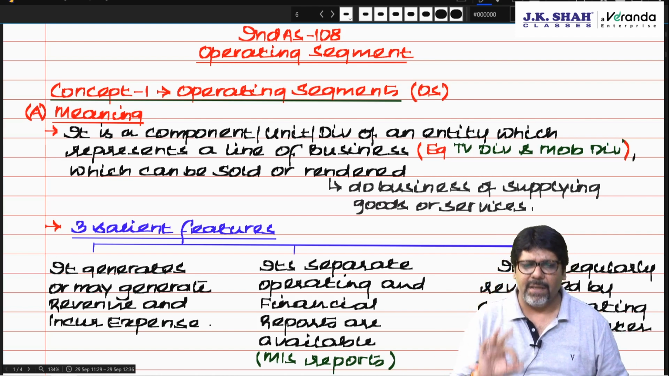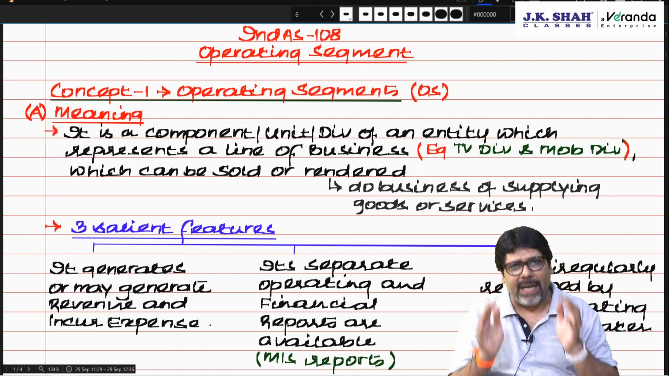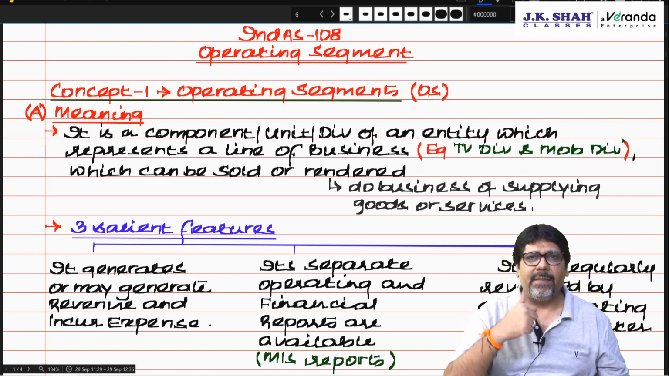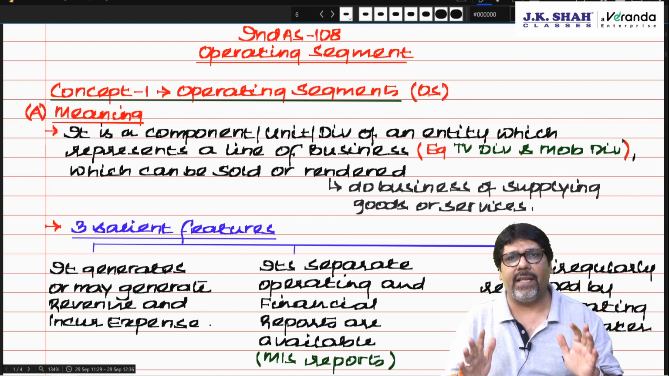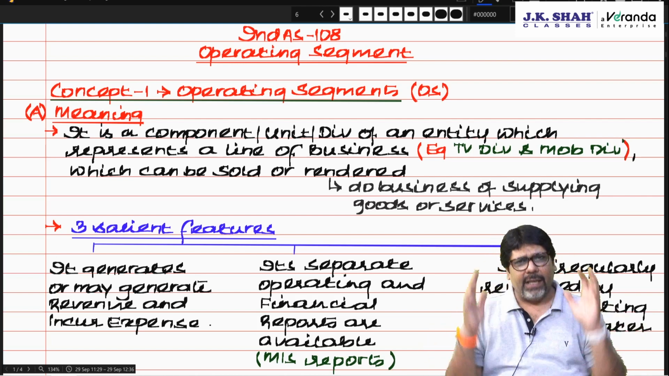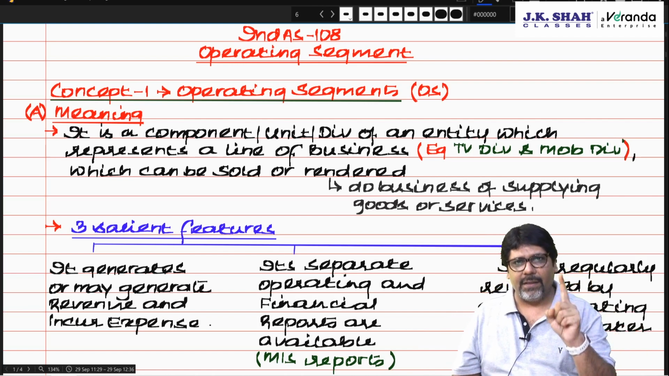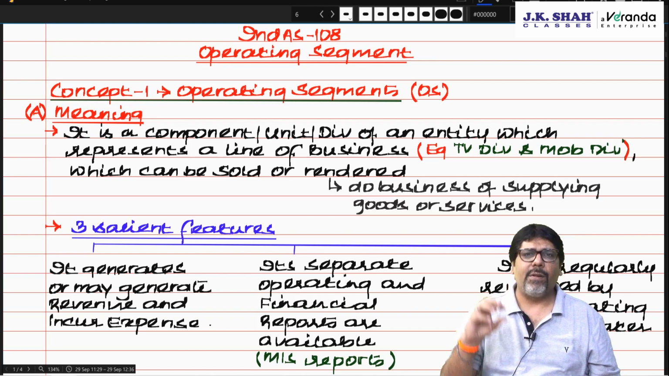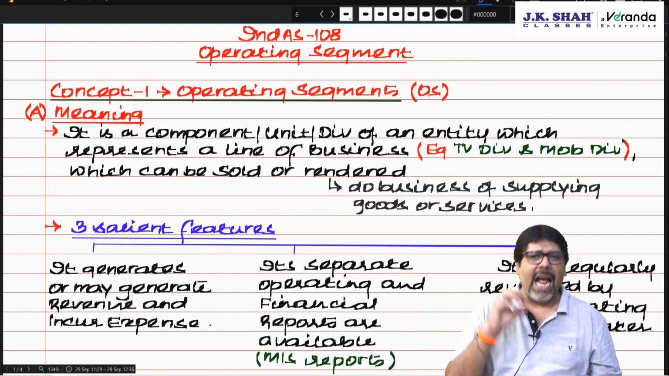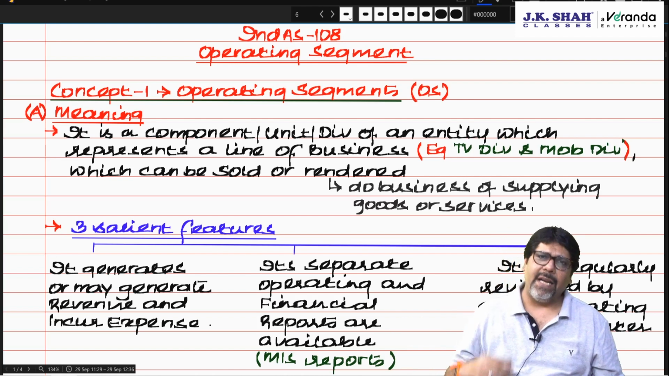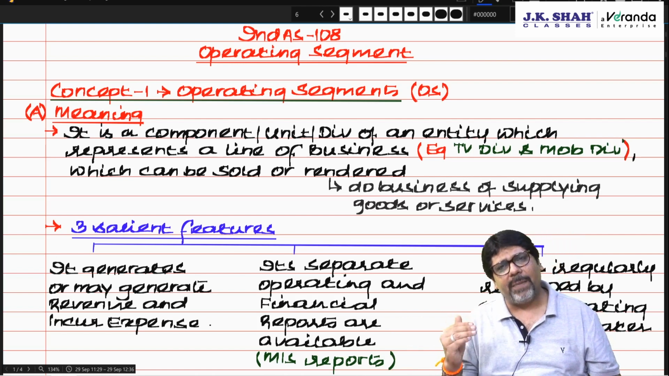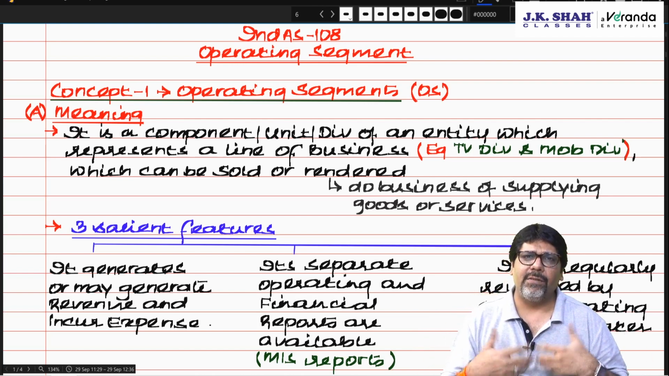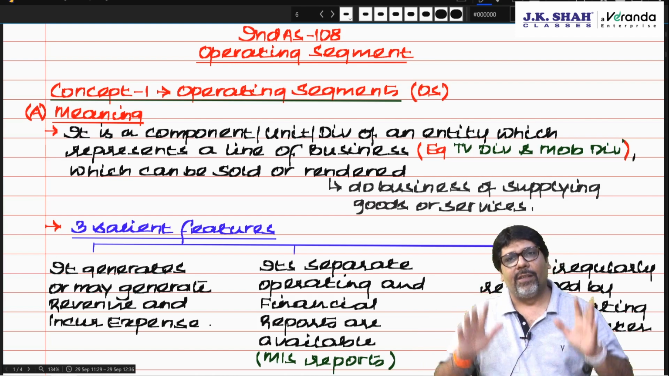When I say separate line of business, it means that the segment can independently be sold and renders services. Renders services means it is in the business of supplying goods and services. Its profitability can be established. Am I clear? So, put in a nutshell, a segment is a unit, division, or department of an entity which is catering to a separate line of business, and that segment can be independently sold or rendering services. Rendering business means it is into the supply of goods and services. So this is what a segment is.